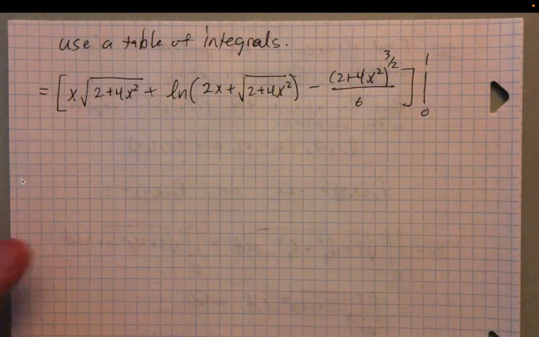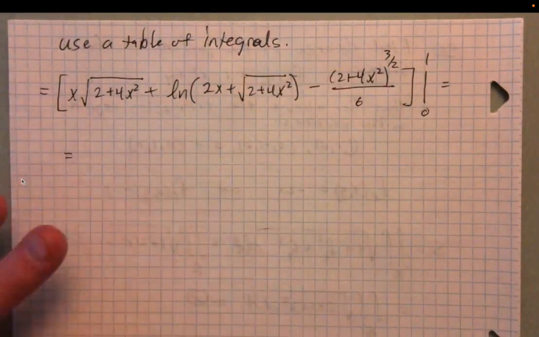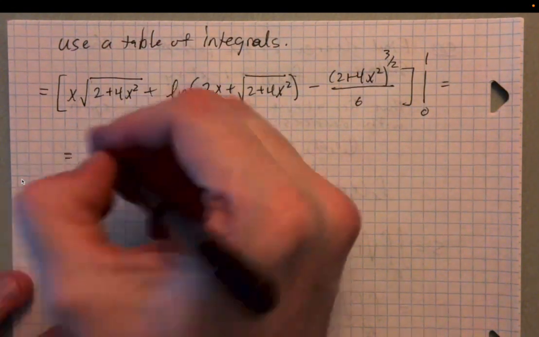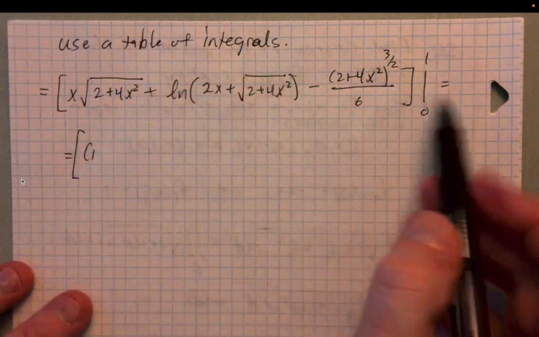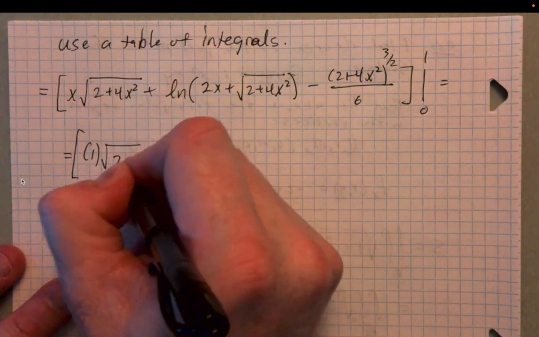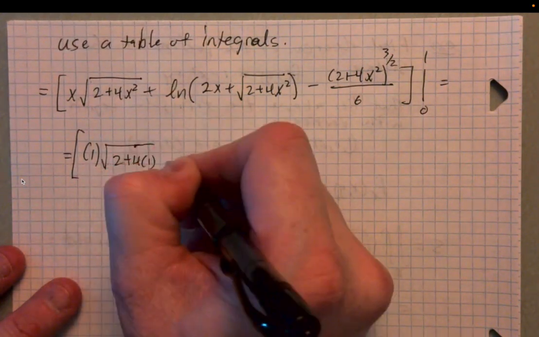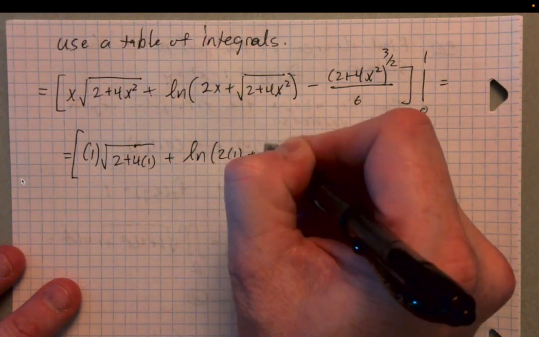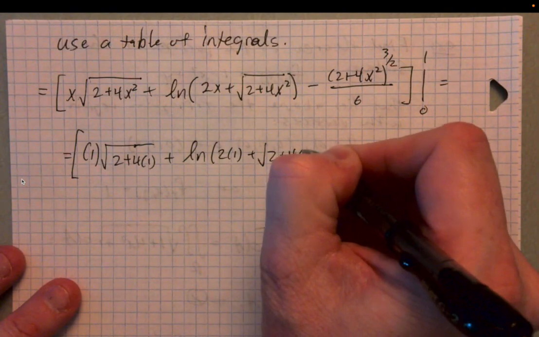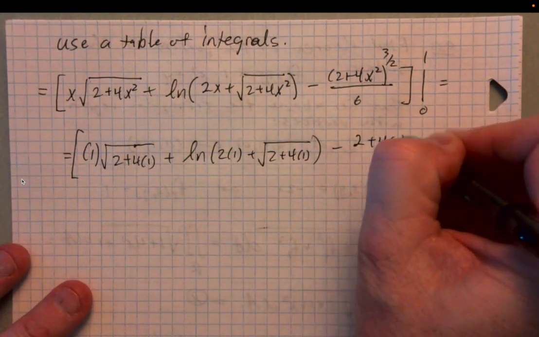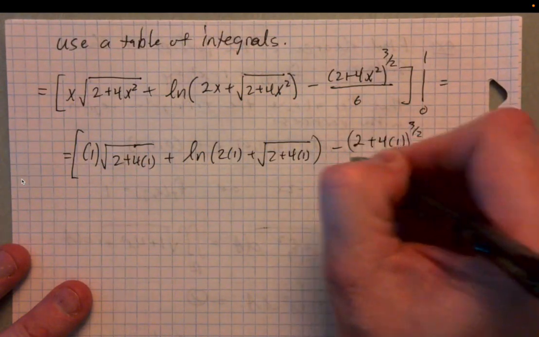Okay, and so what do we get when we evaluate this? At this point, we're through the surface area piece of the problem, but let's go ahead and run this to its conclusion. What do we get here? Well, evaluating the upper limit first, we get 1 times the square root of 2 plus 4 times 1, plus the natural log of 2 times 1 plus the square root of 2 plus 4 times 1, minus 2 plus 4 times 1 to the 3/2 power over 6, right?